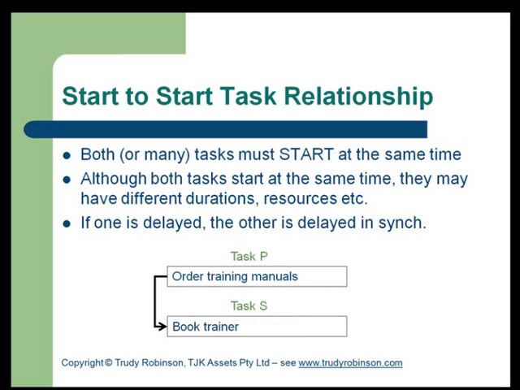So for example, if we had to ensure that we have training material available before we could book a trainer, both these things would have to occur at the same time. If we couldn't order the training materials, then we couldn't book the trainer. And if we couldn't book the trainer, we couldn't order the training materials.